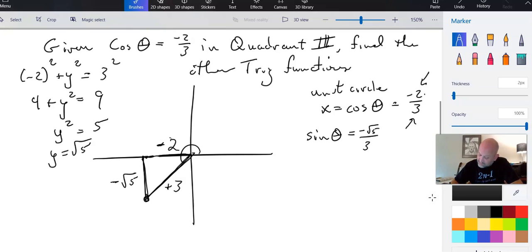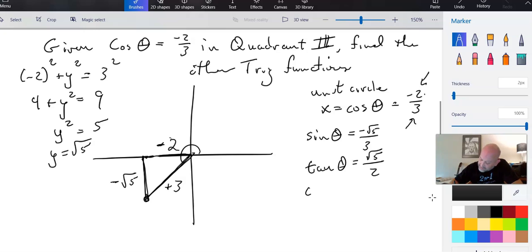Cosine we already figured out, right? It's -2/3. We're given that right from the start. So tangent is the opposite over the adjacent. So it's a negative divided by a negative, which means it's +√5/2.